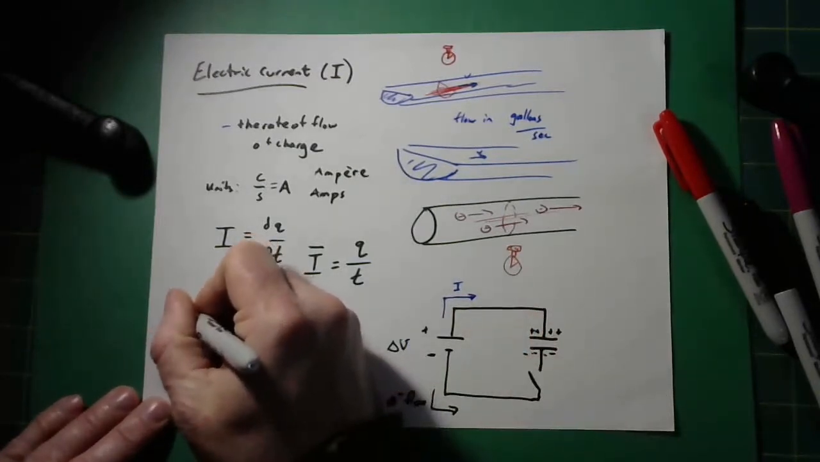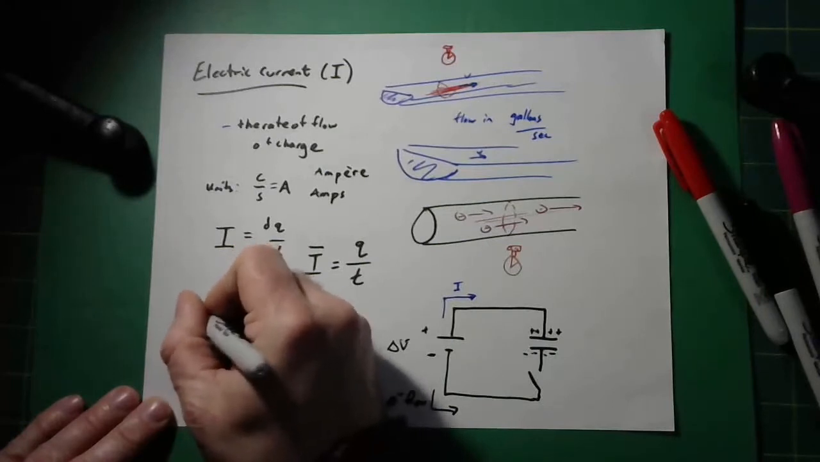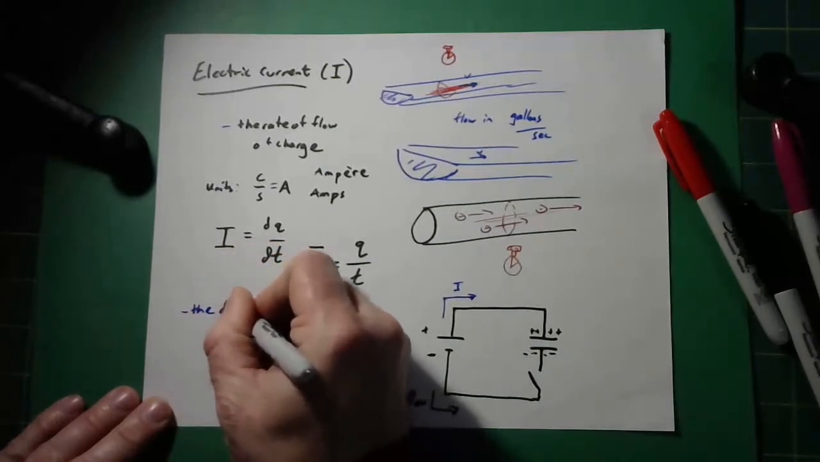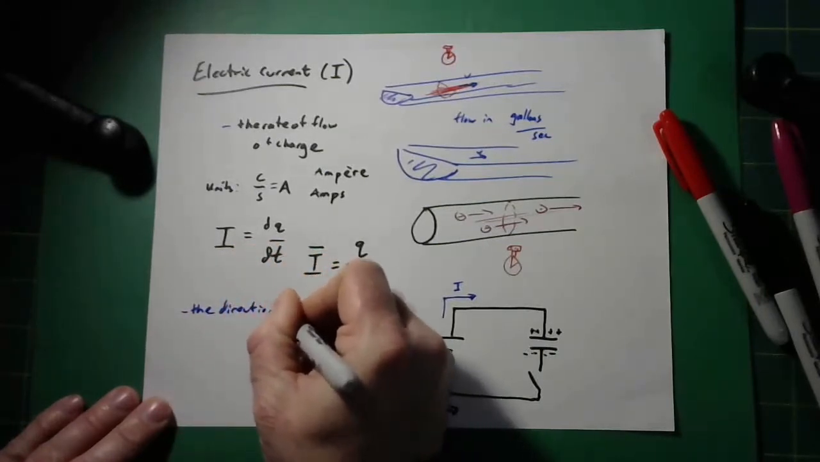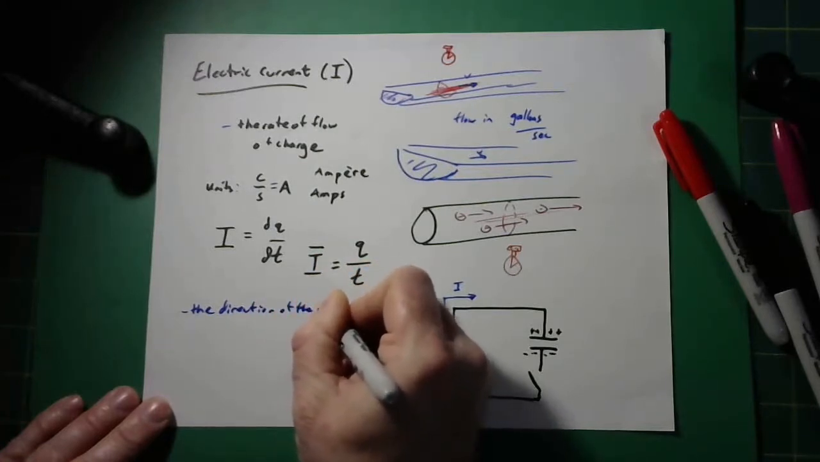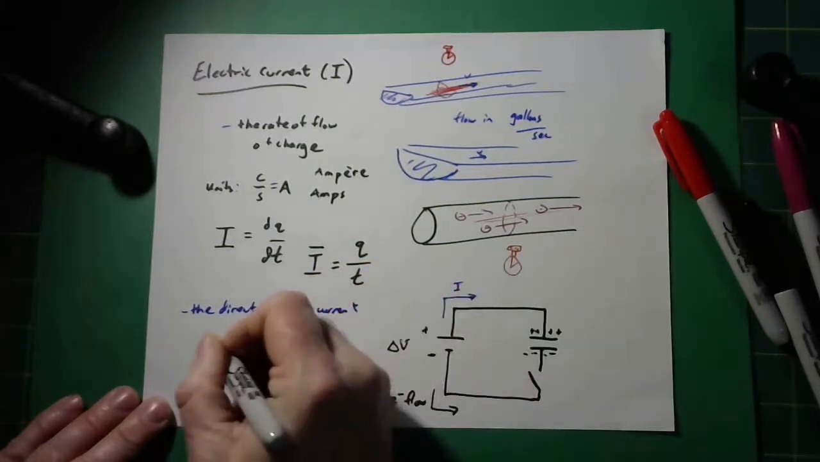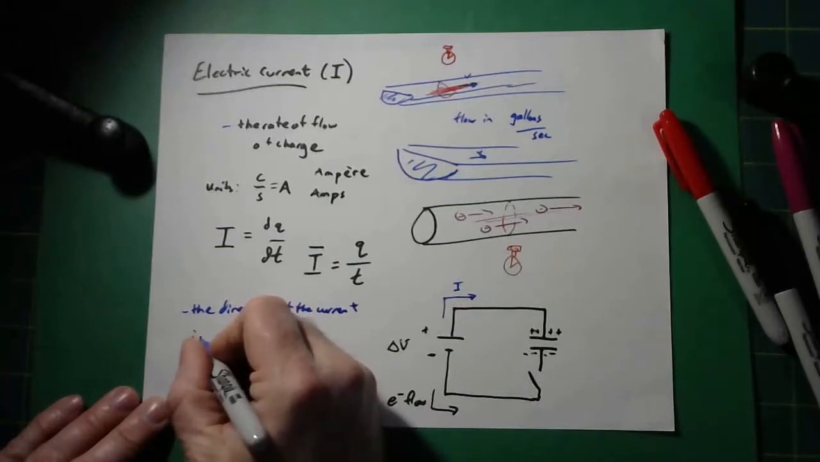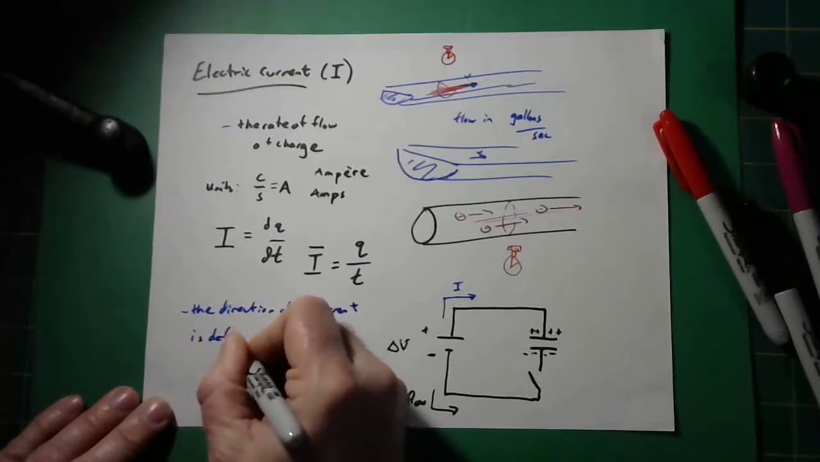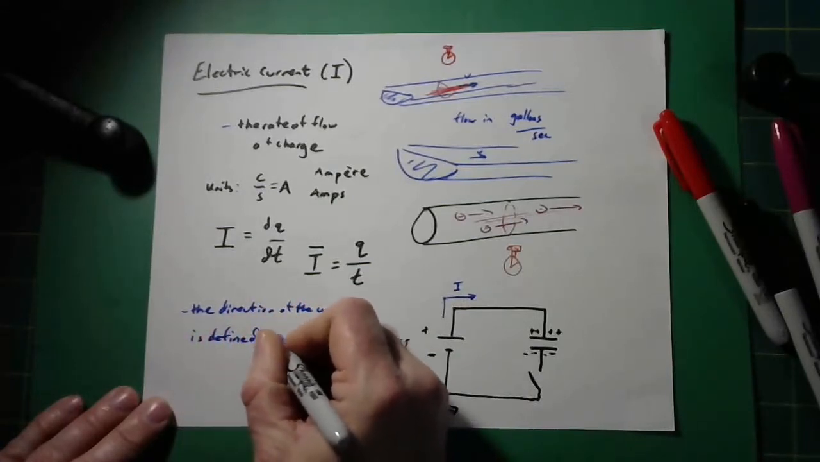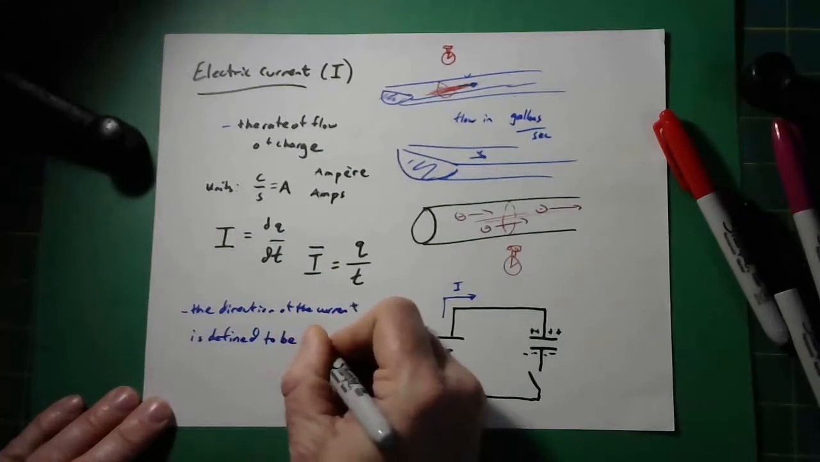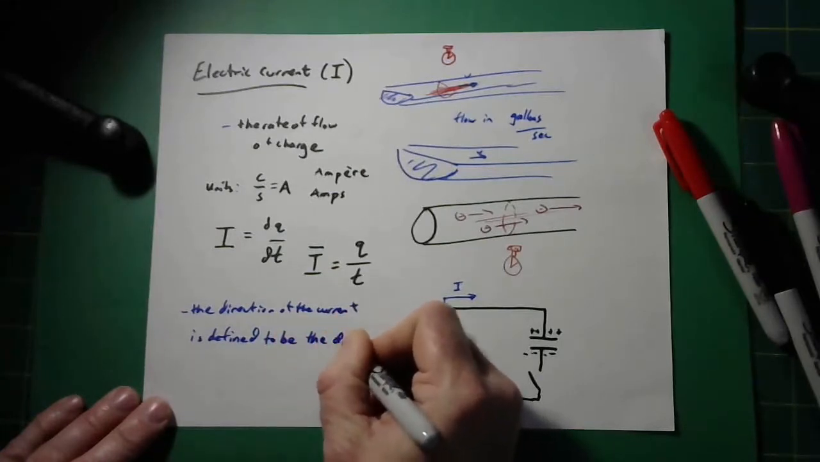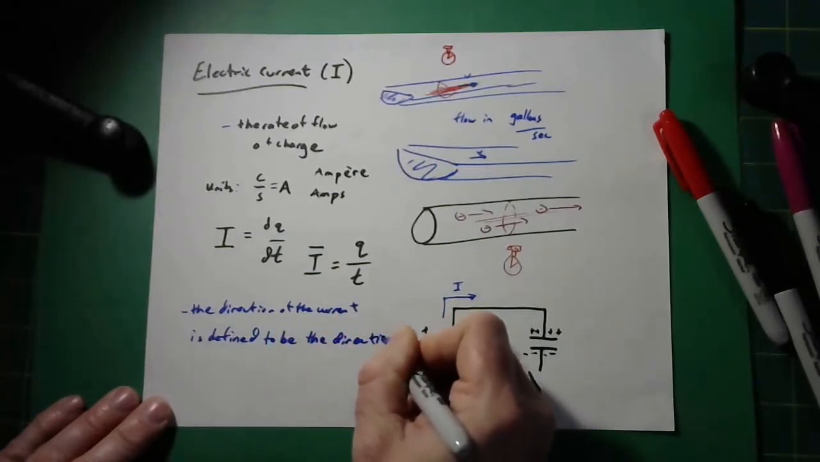So something very, very important to know is that the direction of the current is defined to be the direction of positive flow. The direction a positive charge would flow if it could.